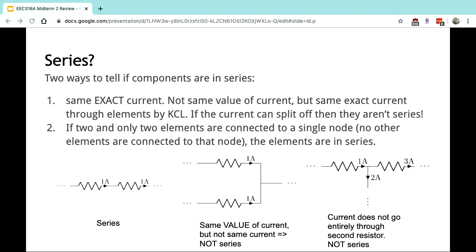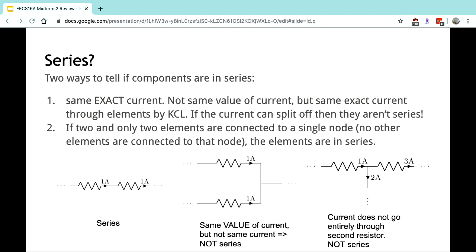So here I have 2 examples. In this one, if we do KCL at this node, we know that the current going in equals the current coming out. And so therefore they have the same current and they're in series. In this example, we've set both of the currents to 1 amp, but they're not in series because some of the current also comes out through here. So even though they have the same value of current, the current is not exactly the same, therefore they are not in series.